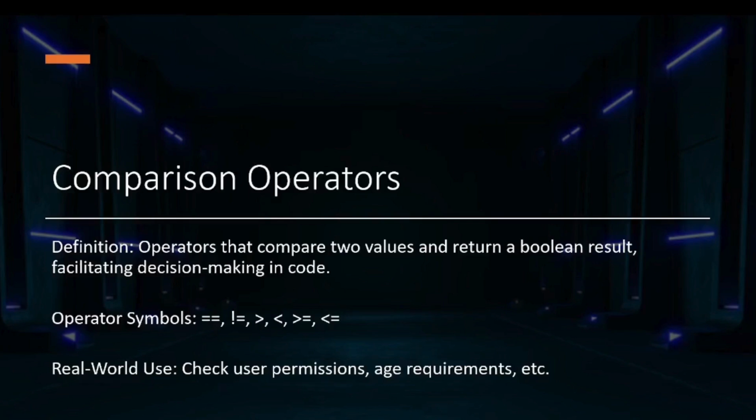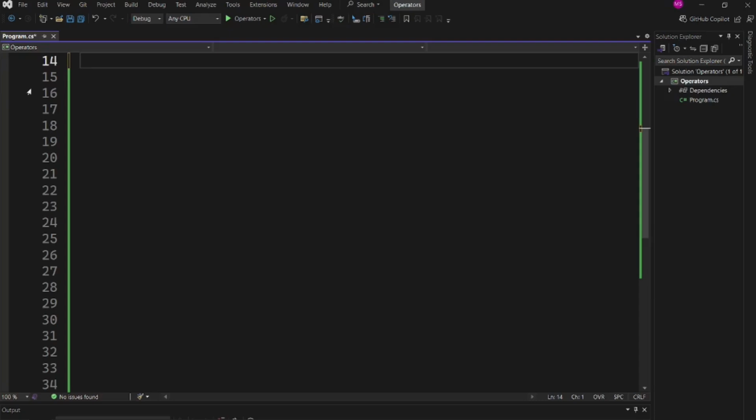Okay, the next is comparison operators. Comparison operators are used to compare two values. They return true or false based on the evaluation, and these are essential for decision making. Let's look at an example where we'll compare someone's age with a minimum age requirement, and you will understand how comparison operators work.